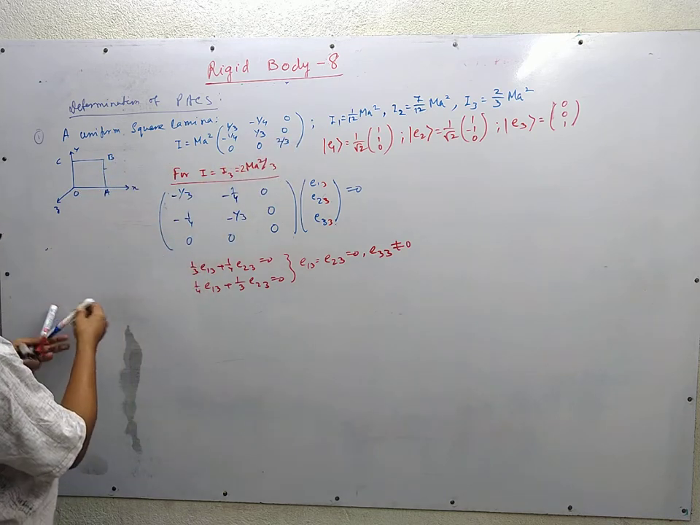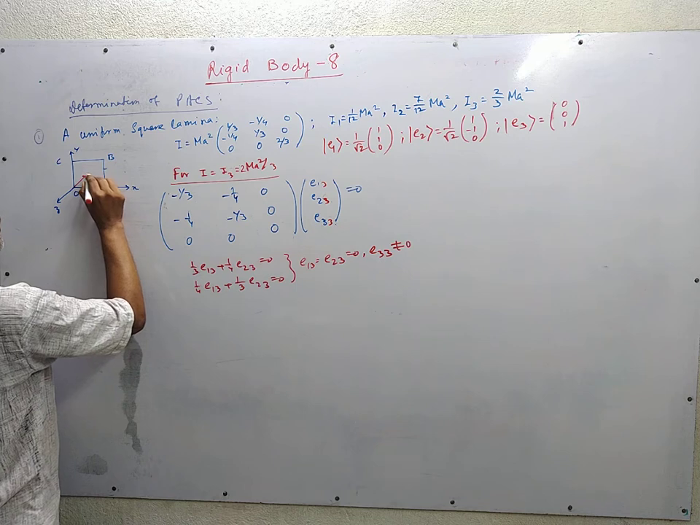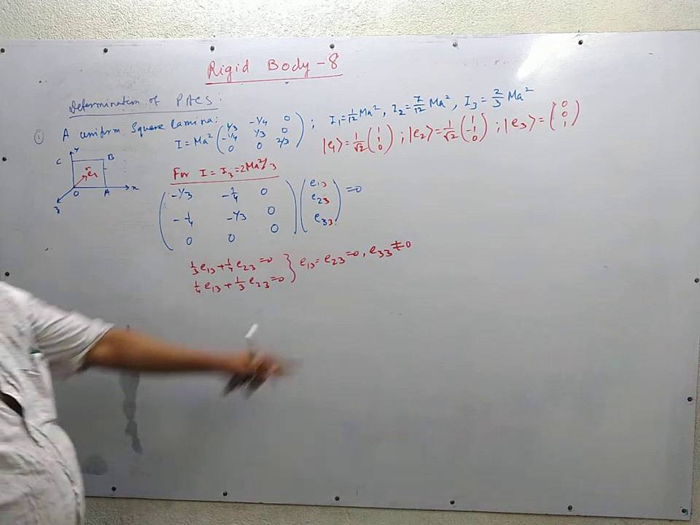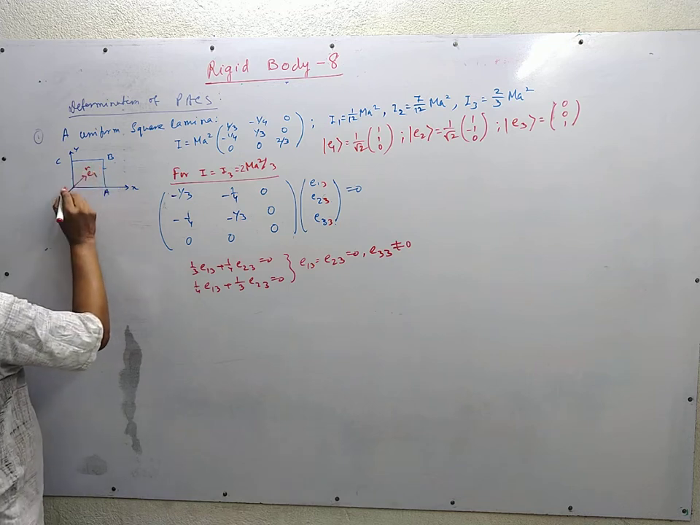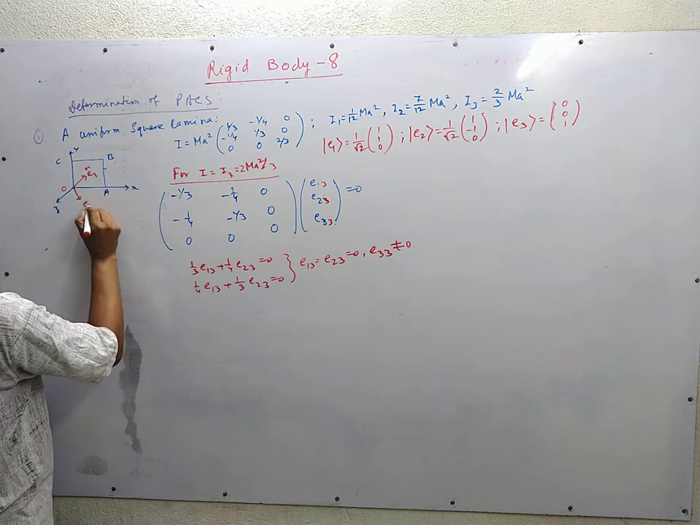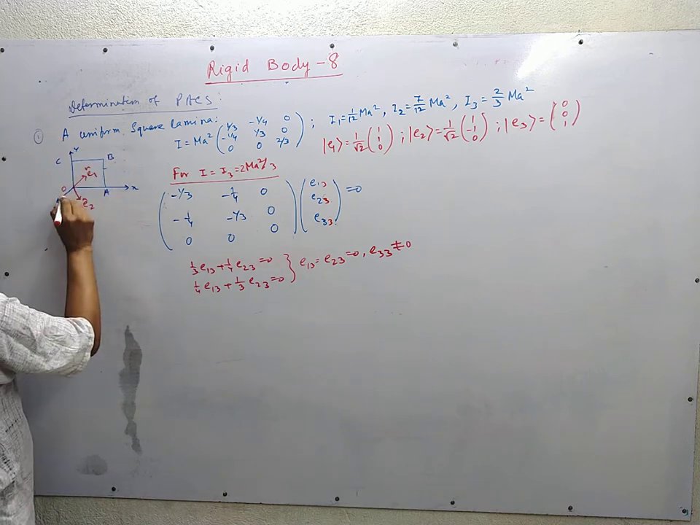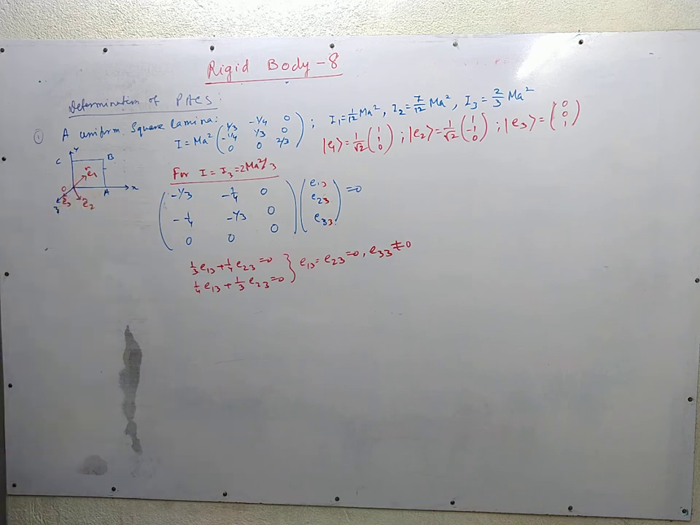Firstly, E1 is directed along the 1, 1 direction, that is, in the direction of OB, and E2 is directed in this direction. So one is along this diagonal, the other is along the other diagonal, and E3 is along the z-axis. These are the principal axes that we have obtained.